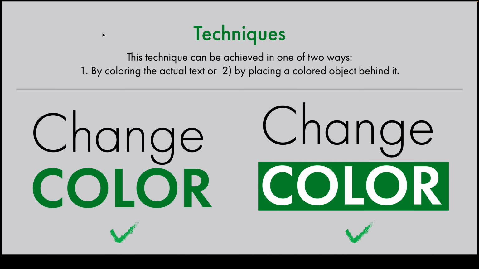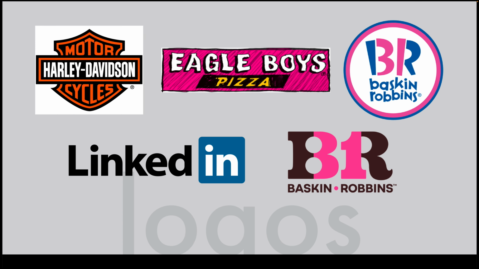How do you actually use this technique? This technique can be achieved in one of two ways: by coloring the actual text, as you can see on the left-hand side, or by placing a colored object behind it. Each of these ways have their own benefits and drawbacks. However you use it, make sure you try both of them first before you commit to one. As always, let's go over some examples.